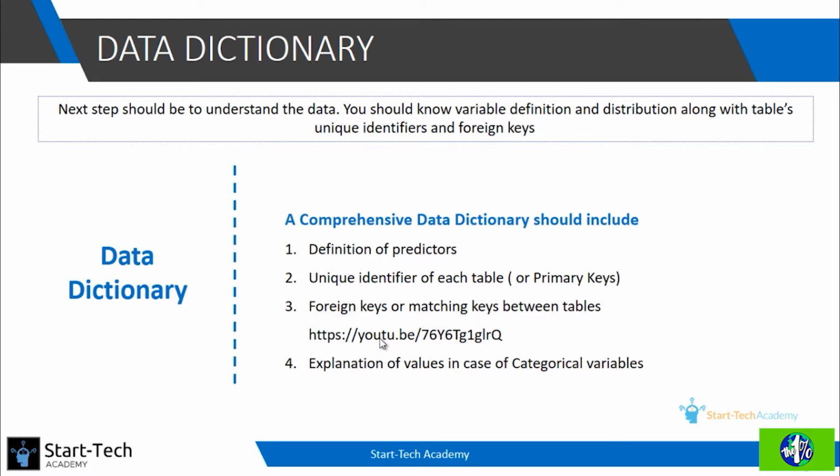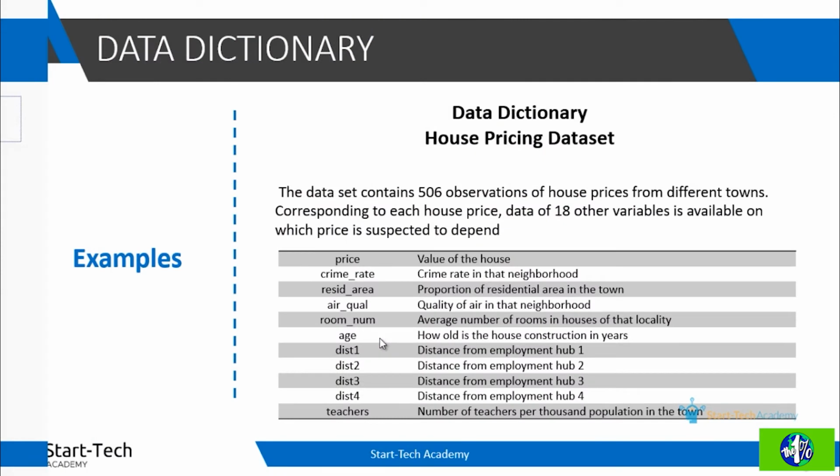Now let's define the variables of our house pricing dataset. On the left is the variable name as in the dataset. On the right is the brief description of what that variable is.